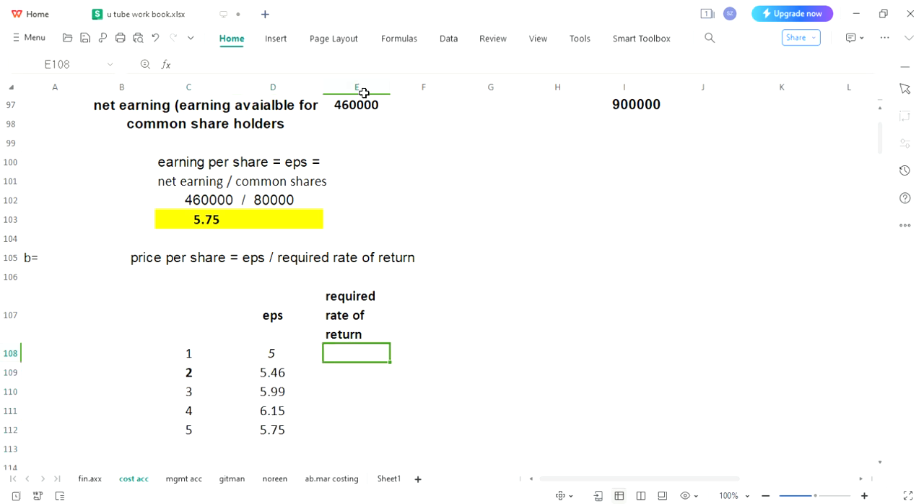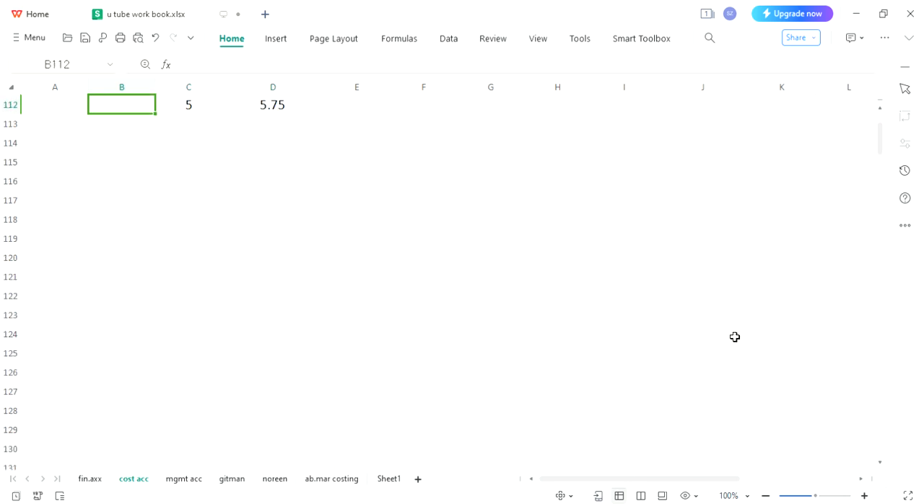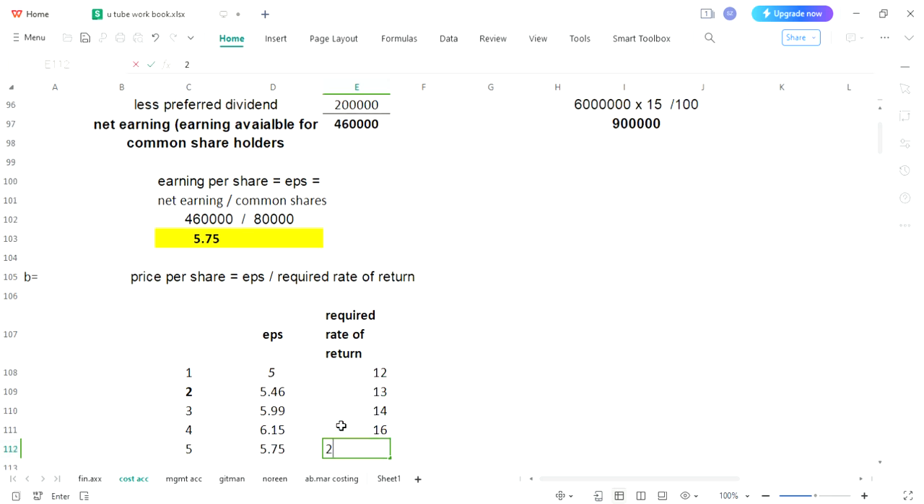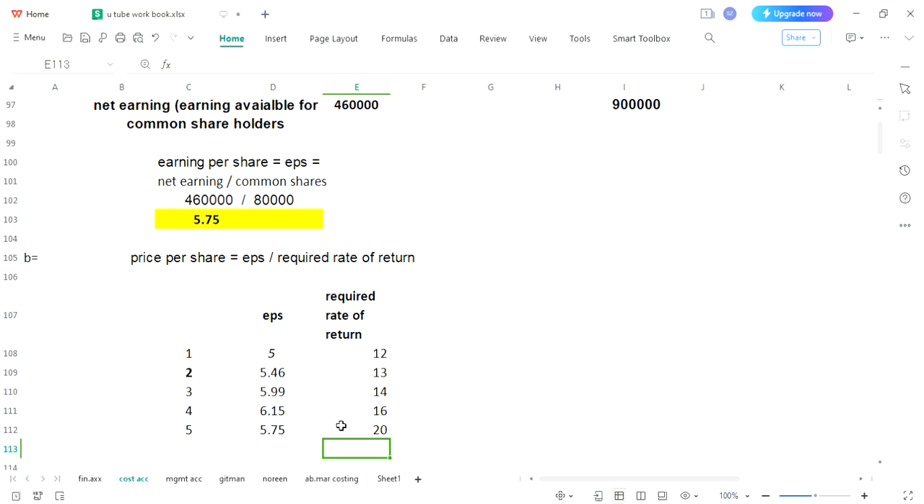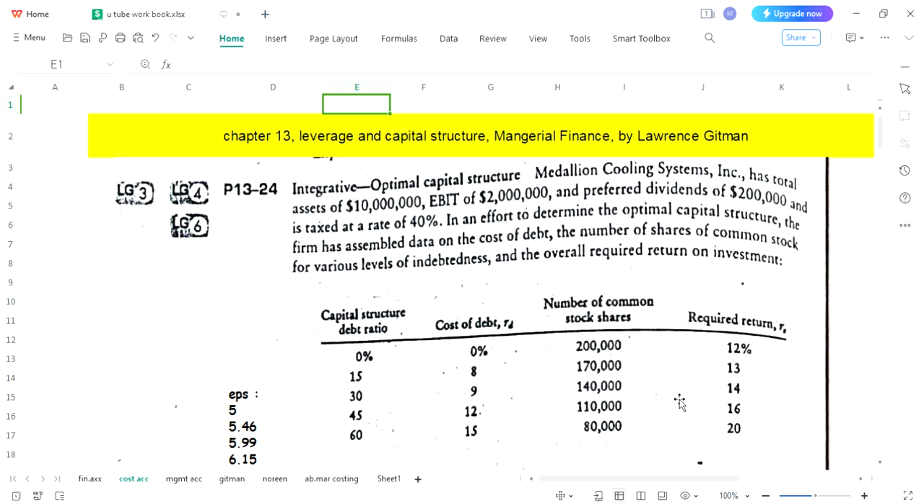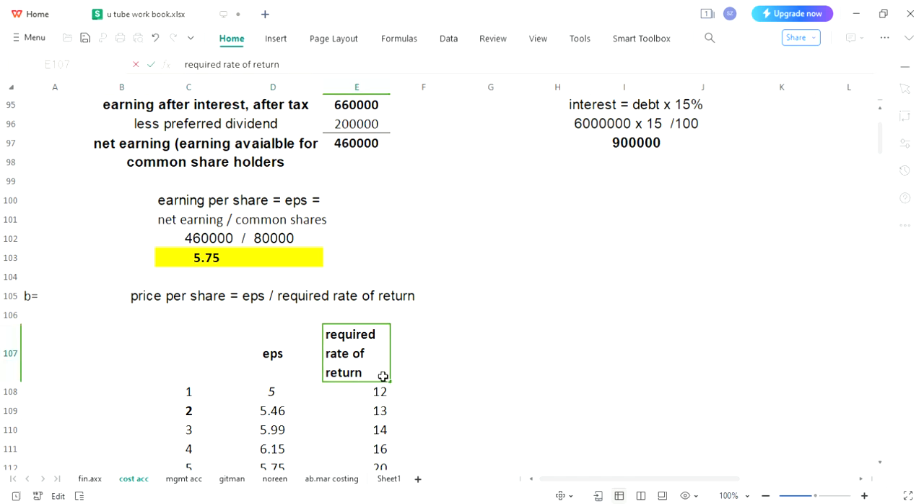And now required rate of return is given in your question, and that is present over here. 12, 13, 14, 16, 20. Let's check it out again. 12, 13, 14, 16, 20, and this is your percentage. Please keep it in mind, required rate of return is given in terms of percentages.